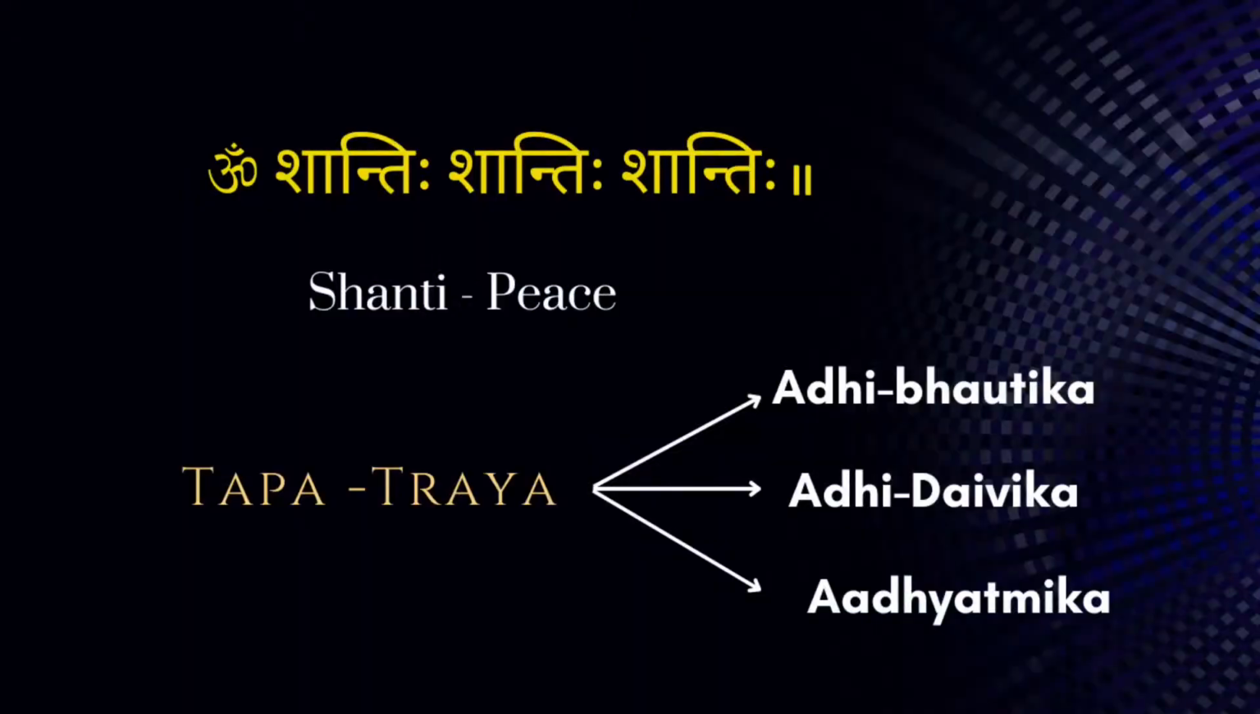Whatever the senses can see, the senses can accumulate, right? Through my eyes, through my ears, whatever I can consume, that is the physical universe. Adi Bhautika. The word Bhautika comes from bhuta. Bhuta means elements, the five elements. Whatever is made up of five elements, that is the physical universe. Whatever suffering one might have through the physical universe, let that be calmed. That is Shanti for the Adi Bhautika.